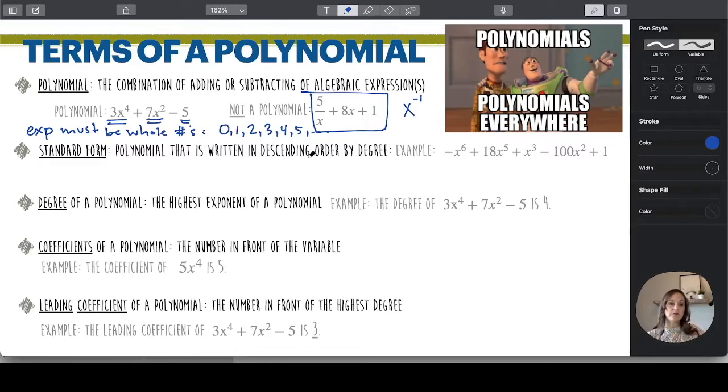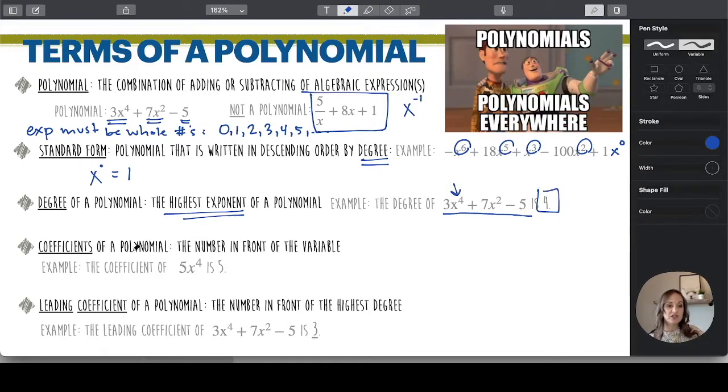Now, the standard form of a polynomial is written in descending order by degree. So if you notice, all the exponents are in descending order, and then the constant is at the end because technically that would be 1 times x to the 0 power, because x to the 0 is the number 1. Now, the degree of a polynomial is the highest exponent of the entire polynomial. So the degree of this polynomial is 4 because it is the highest exponent.